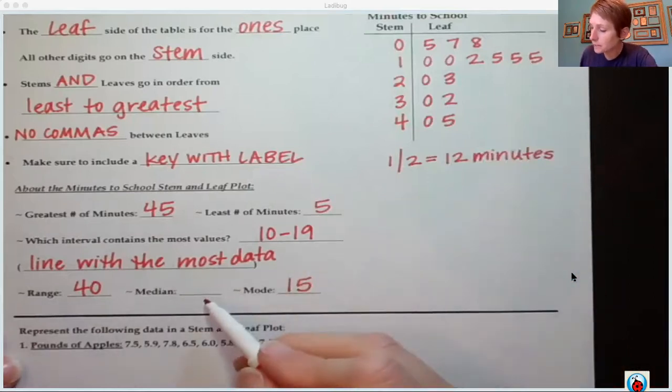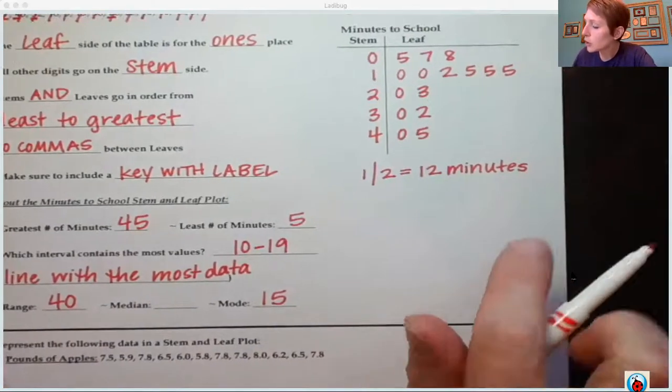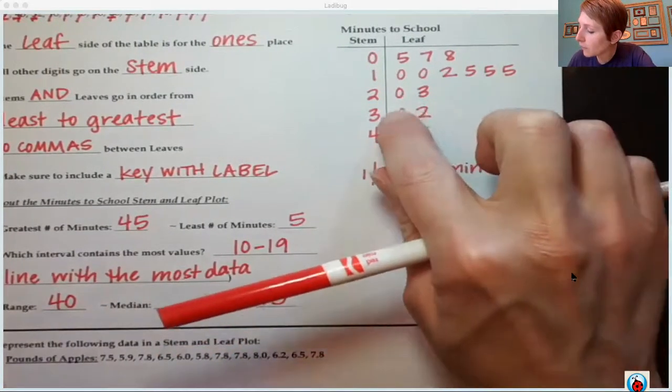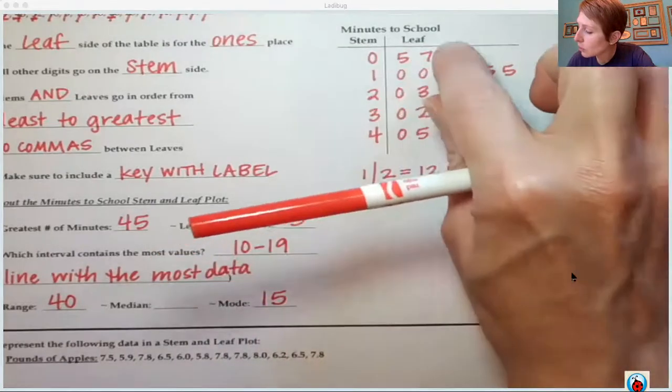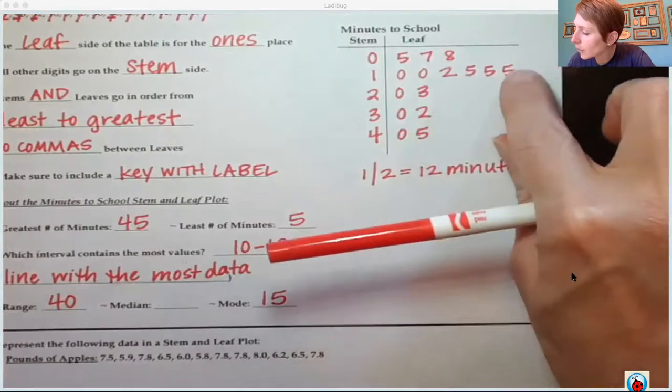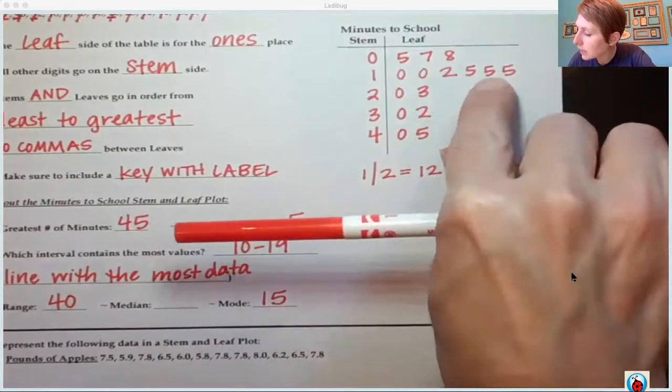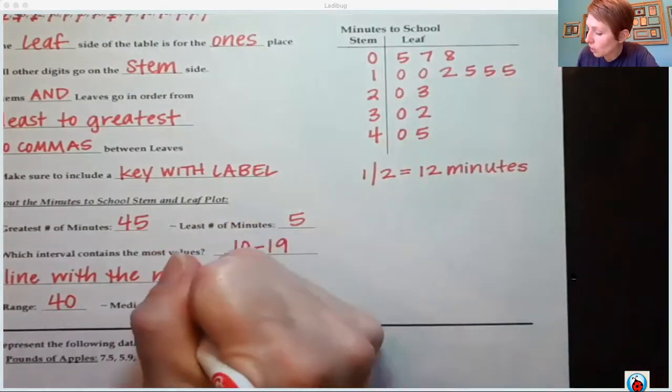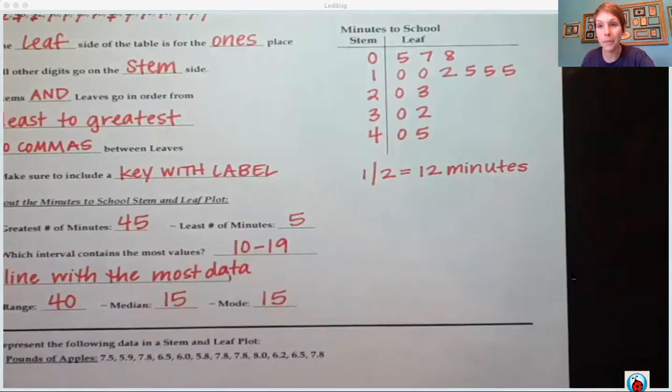For median, you need to count to the middle of your table and figure out which number's in the middle. So 1, 2, 3, 4, 5, 6. 1, 2, 3, 4, 5, 6. One more from the beginning, one more from the end. This 5 right here is in the middle. So 15 is also my median, okay?